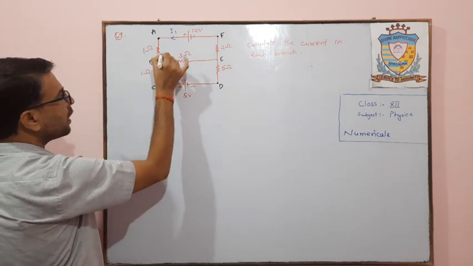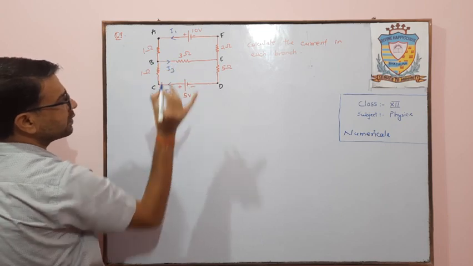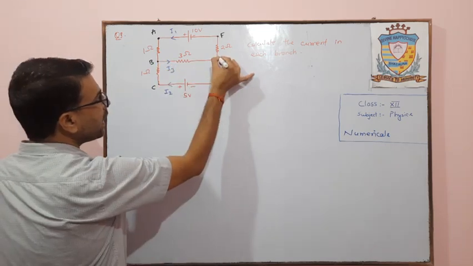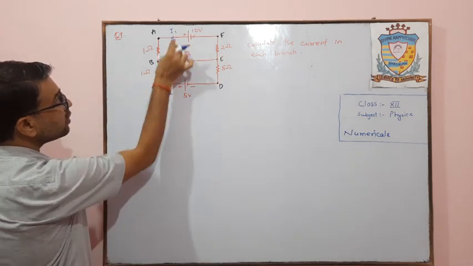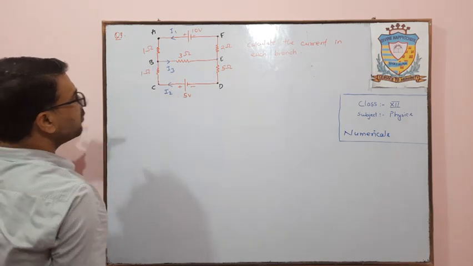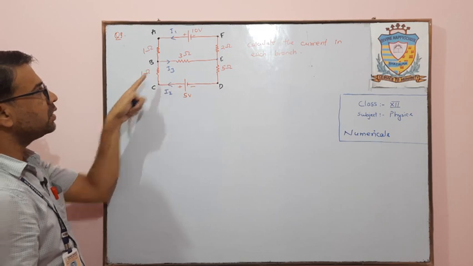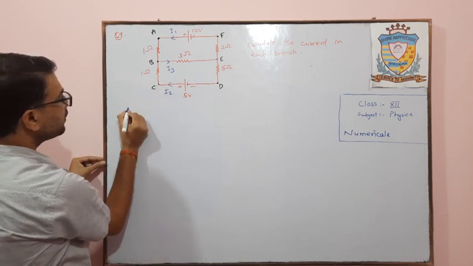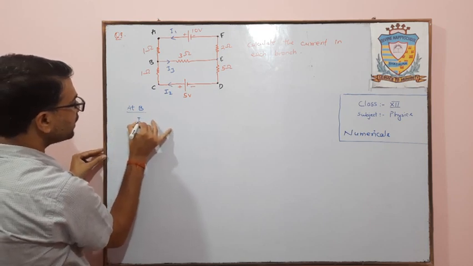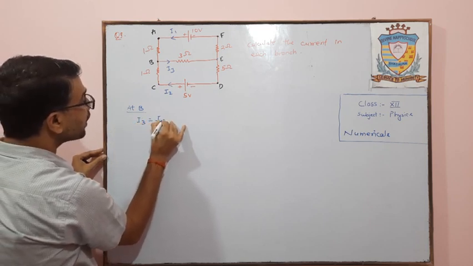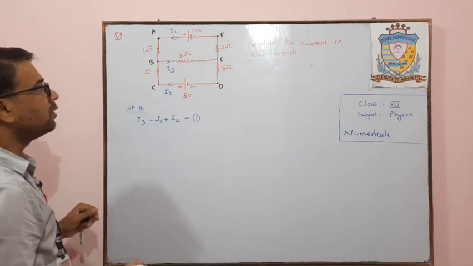Okay, at this point one more current will move, let it be I3. Again at this point, I3 is equal to I1 plus I2, because these two currents will come to this junction and move in this direction, that is I3. So according to the junction law at B, I3 is equal to I1 plus I2. Let this be our equation number 1.